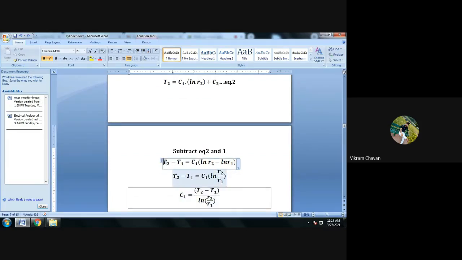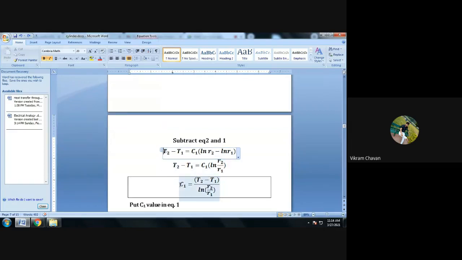Is everyone getting this? So we get the equation T2 minus T1 is equal to C1 multiplied by ln of R2 divided by R1. If you want to find the constant C1, we have to convert this equation into the form of C1. So C1 is equal to T2 minus T1 whole divided by ln of R2 divided by R1. Is everyone getting how to find the C1 value?